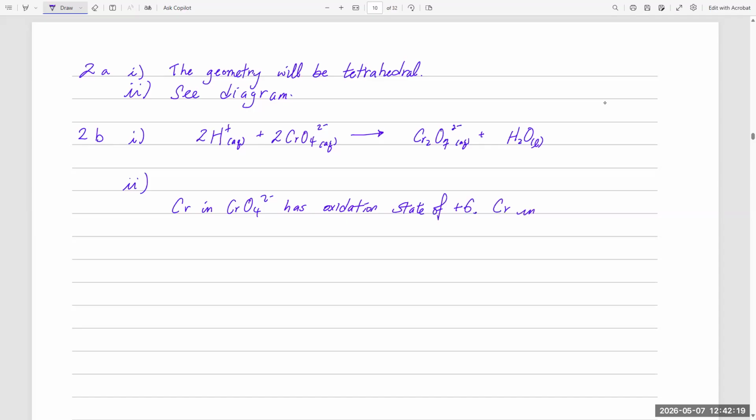Chromium in dichromate, Cr2O7 2 minus. Let's take a look. Oxygen is once again minus 2, times 7 is minus 14. And all of it except for 2 gets negated or neutralized. So that's going to be positive 12 from the chromium team. There's 2 of them, and 12 divided by 2 is plus 6 again. So Cr in Cr2O7 is also plus 6 oxidation state.